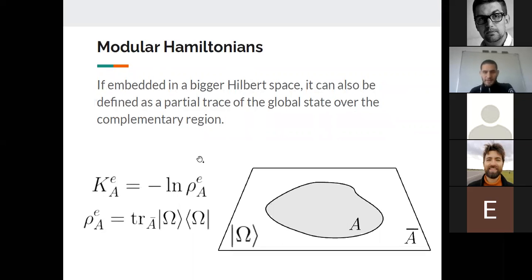For our purposes, we will usually build the modular Hamiltonian of A by thinking of it as embedded into a bigger theory, and thinking of A as a sub-region of this bigger theory. We will build something that we will call a global state, let's say omega. You can also build the density matrix of the object by tracing over all the other degrees of freedom that live outside this region A.